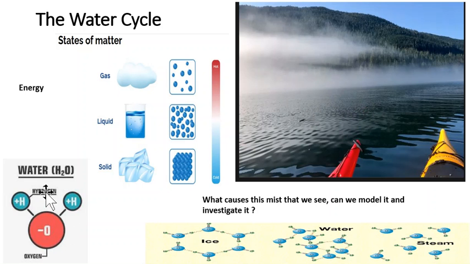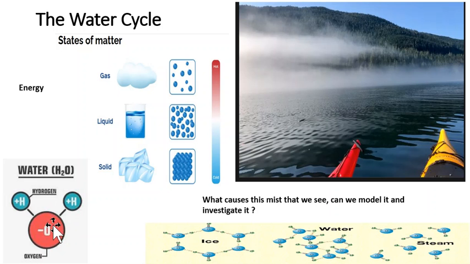Water's scientific name is H2O. The H stands for hydrogen and the O represents oxygen. And this is what a water molecule looks like. You have an oxygen atom that is connected to two hydrogen atoms. So you have these atoms that are joined together.